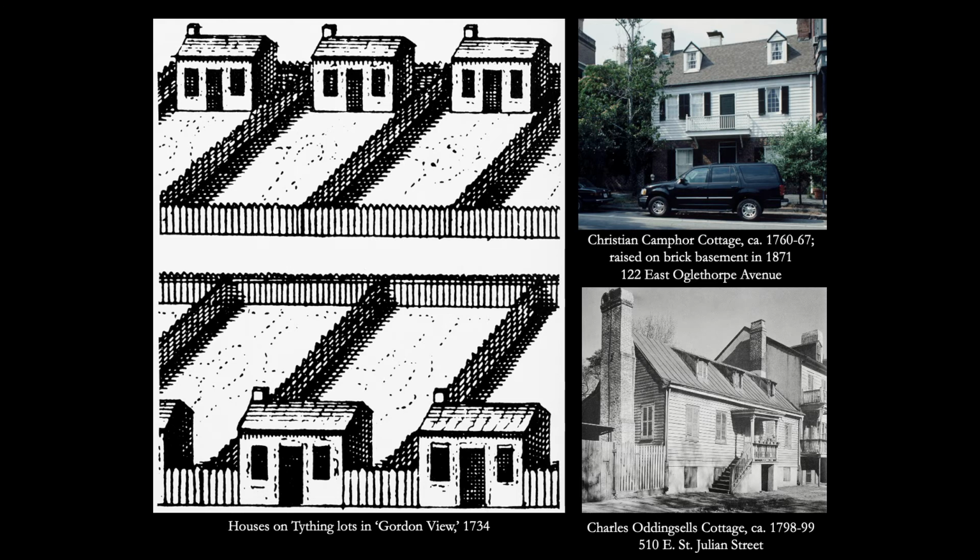The house is the principal architectural type in Savannah. We can start with the Monopoly-like houses on the Gordon view, and we can find that there are inheritors of this. That is, central hall, one-story buildings. One of the oldest is the Christian Camphor Cottage, which you can see here. Curiously, this house, dating to the 1760s, was one floor before 1871, when it was decided to raise the whole building up on a brick basement to create a two-story building, following the pattern of raising the living level of a house one floor above, which is part of that Savannah tradition. You can see a variation of this in 1798, one of the first raised cottage-like houses, in Oddingsells cottage here on Julian Street.